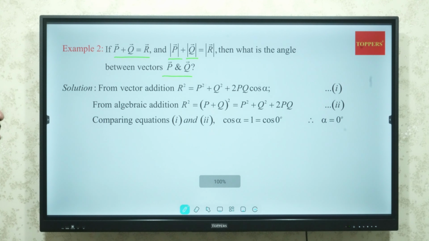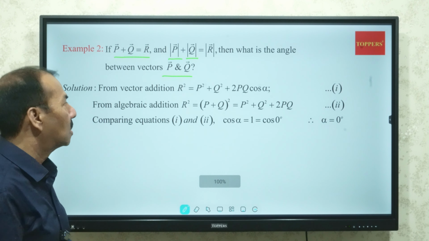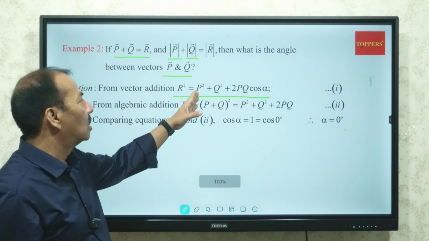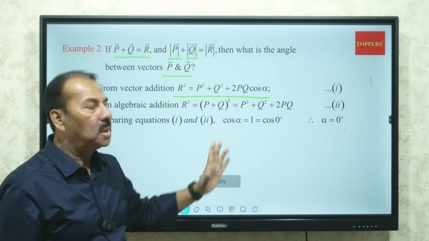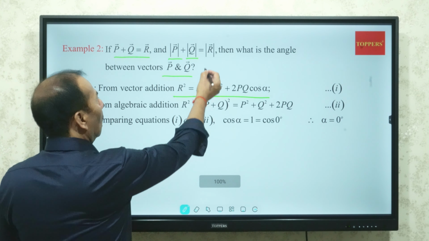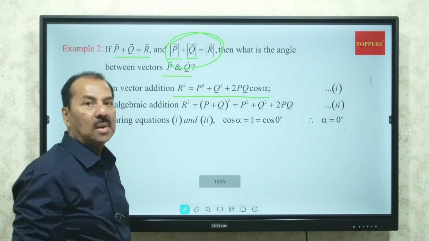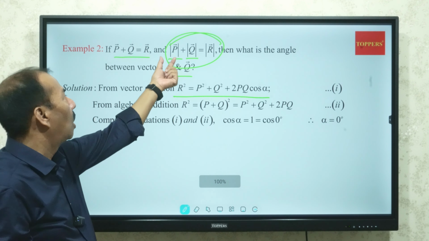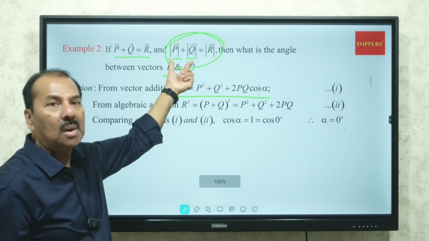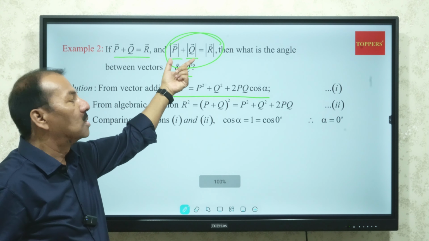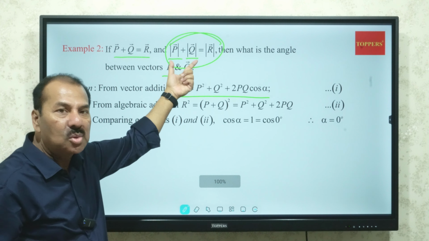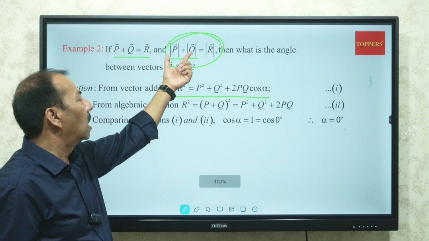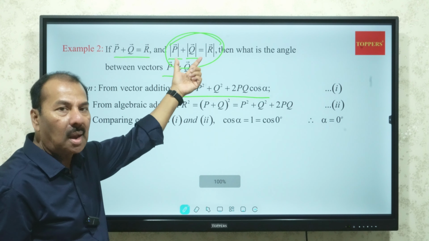So again, if we take the angle between the vectors p and q as alpha, then from vector addition you can write r square is equal to p square plus q square plus twice of pq cos alpha. Now this other one is algebraic addition, or you can say scalar addition. We just have the sum of mod of p plus mod of q. So here we are not considering p and q as vectors, we are just considering the magnitude of vector p as well as the magnitude of vector q. So this becomes an algebraic addition or simply a scalar addition.